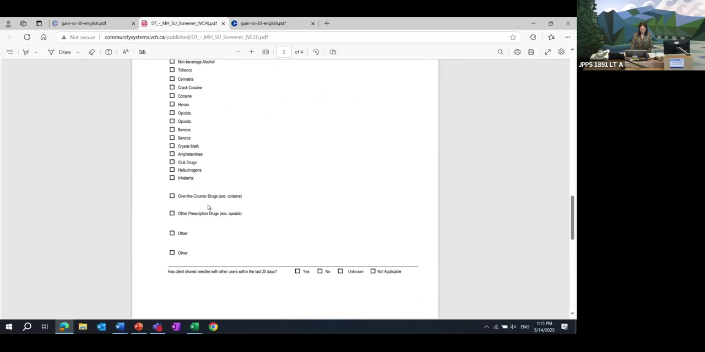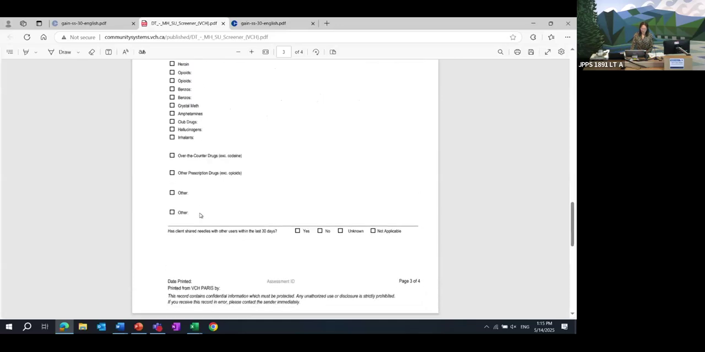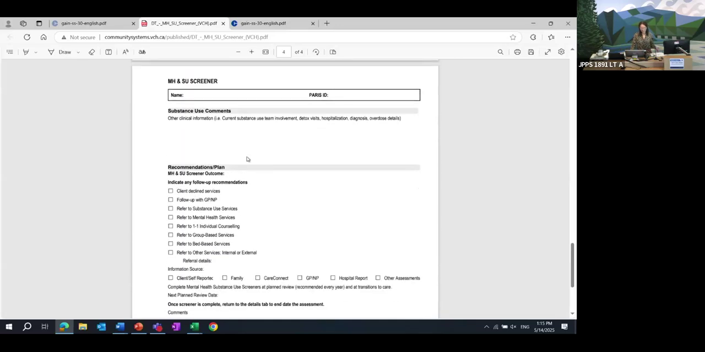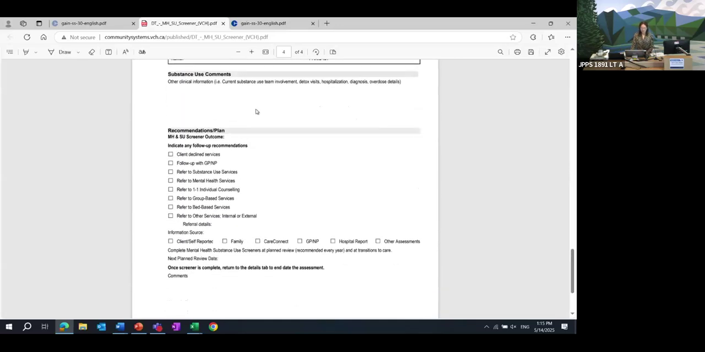And then it would also ask if you could tick whether the individual is using over-the-counter drugs, prescription drugs, other, and so forth. And the last section is where there could be information documented about the substance use, if the individual is involved with a service, detox, hospitalization, diagnosis, and overdose details.